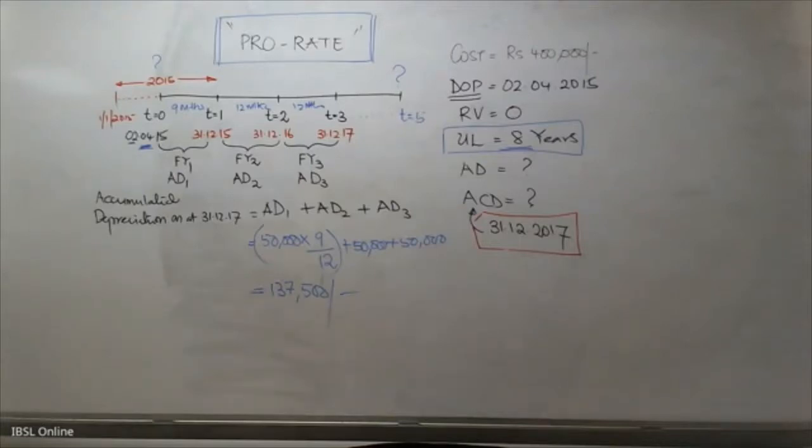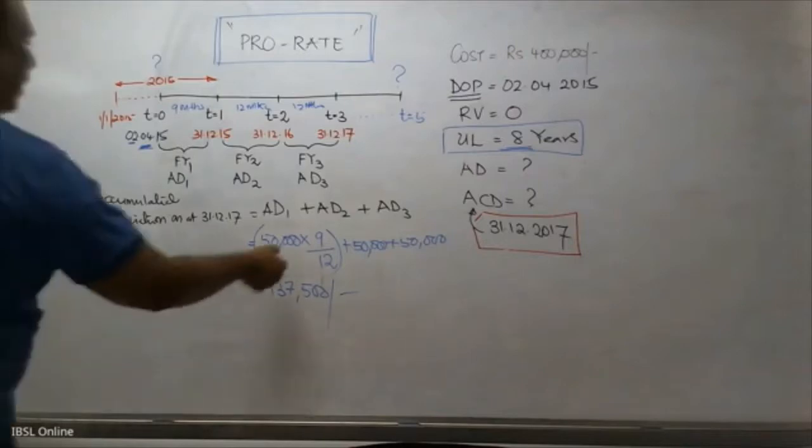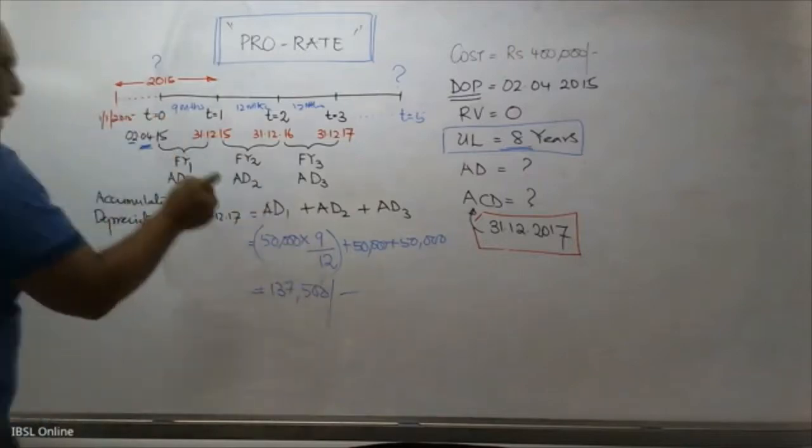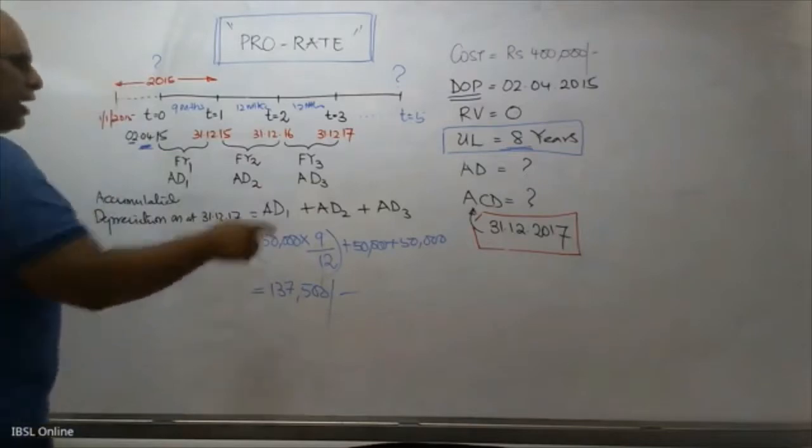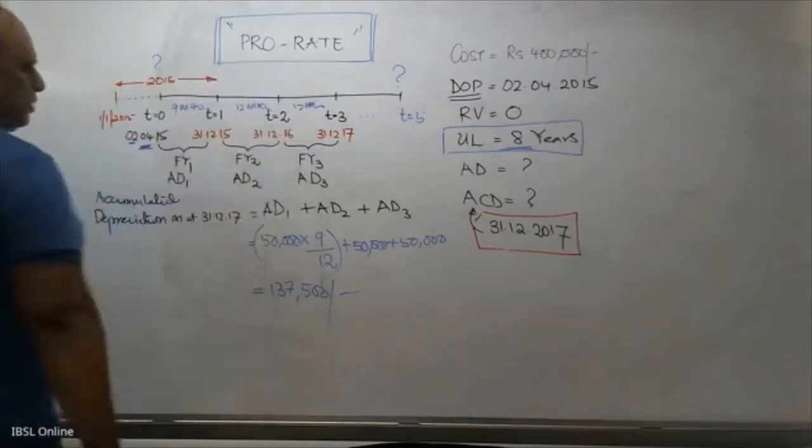Why did we calculate the depreciation for 12 months? Right? So now it is calculated only for 9 months. But why did we do it? Because the company policy was silent and I had to use the prorate convention.